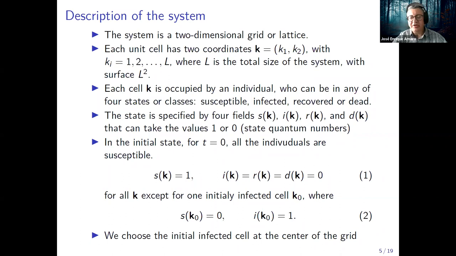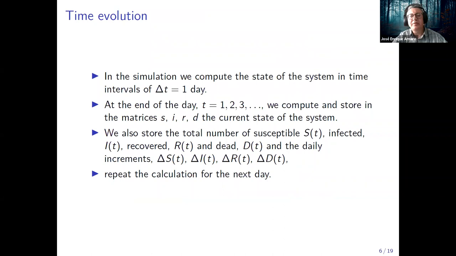And then we compute the time evolution in the simulation. So we compute the state of the system in time intervals, delta of t equal one day. So each day we compute the state of all the cells in the system. And at the end of the day, that can be 1, 2, 3, we compute and store in the matrices the current state of the system. Okay, and we repeat this up to some number of days, usually 100, 200. We also store the total number of susceptible, infected, recovered, and dead, and also the daily increments, delta of S, delta of I, delta of R, and delta of D. And we repeat the calculation for the next day. This is how we do the time evolution.